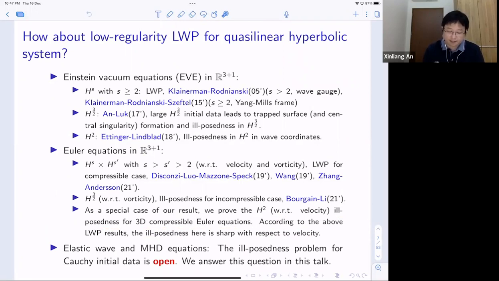Besides Einstein's equation and Euler equation, there are also other interesting physical systems: the elastic wave and the compressible MHD equations. The ill-posedness problem for these systems with Cauchy data was open. In this talk, we answer these questions.